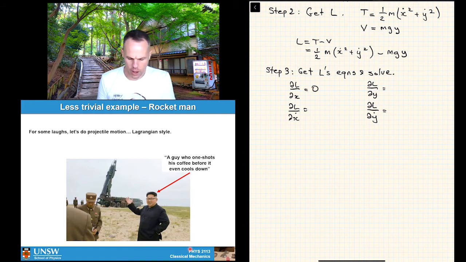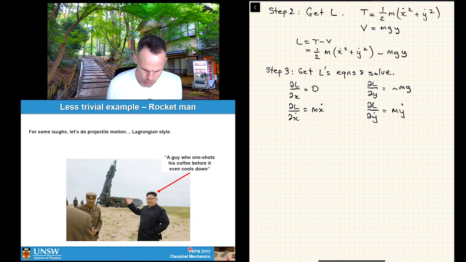dL/dx dot is going to come from the kinetic energy term, so again we're going to get m x dot in here. The 2 in the square is going to cancel out the half. dL/dy: there is one term in y in there, and it's minus mgy, so we're going to get a minus mg out of this. And then our dL/dy dot is going to be the same thing from the kinetic energy. We're now going to have m y dot up here, okay?